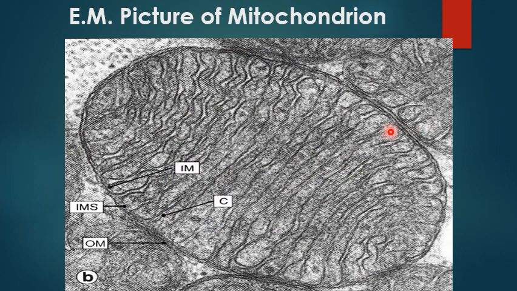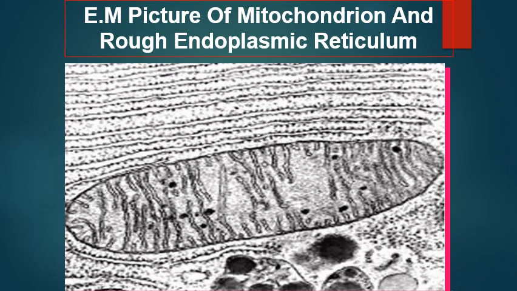This is an EM picture of the mitochondria, formed of an outer membrane, which is smooth, and the inner membrane forming cristae. This is an EM picture of mitochondria and rough endoplasmic reticulum. You can see the flattened cisternae here, which are parallel and covered with ribosomes.